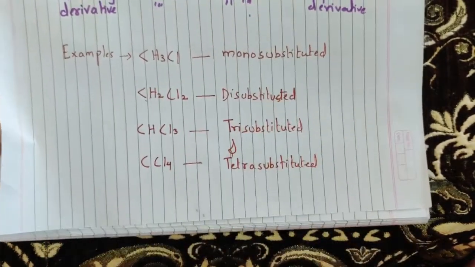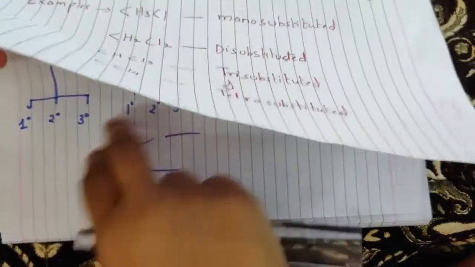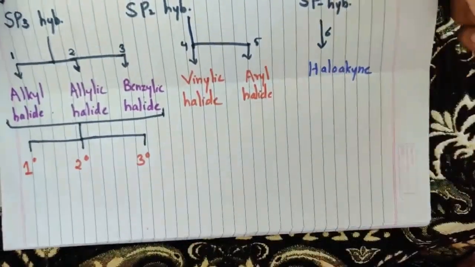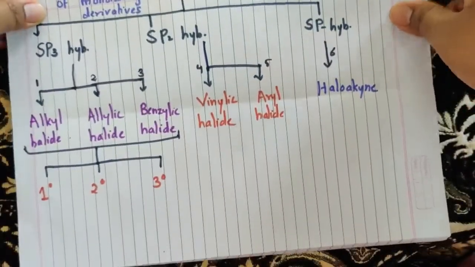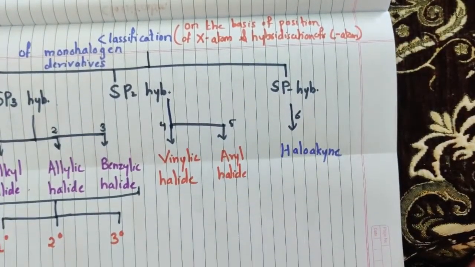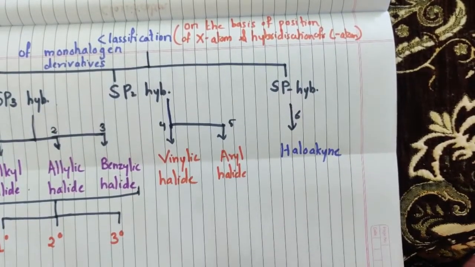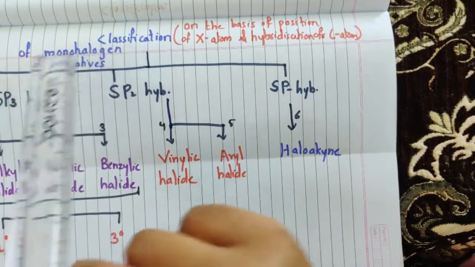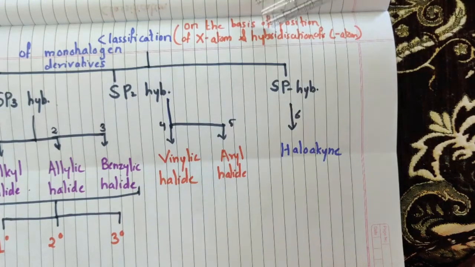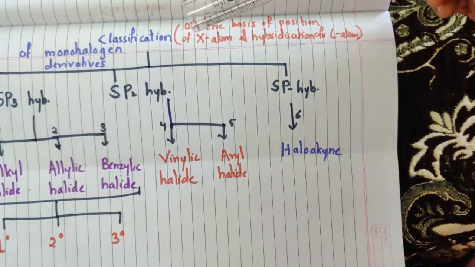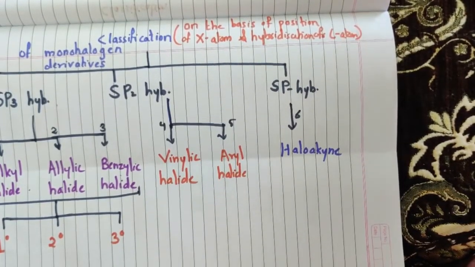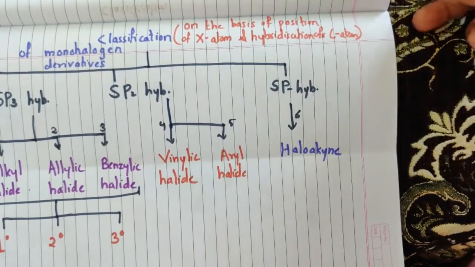Now let us discuss in detail the classification of monohalogen derivatives. The monohalogen derivatives can also be classified on the basis of position of halogen atom and the hybridization of carbon atom to which the halogen is bonded. So this is the classification of monohalogen derivative, and the classification is done on the basis of the position of halogen atom in the chain, and the type of hybridization of the carbon atom to which the halogen is linked.